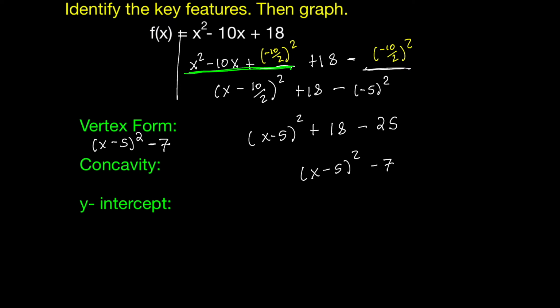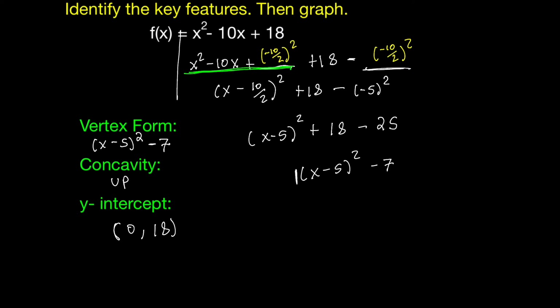Now, because my leading term here, my a value, or I should say my leading coefficient, is a positive 1, I'm going to get concavity up. If I had a negative number here, then it would have been down. For my y-intercept, I'm going to turn to the original equation because in standard form, the y-intercept is very easy to obtain. It's just the c value. That's going to be 18 as a coordinate. We're going to record it as (0, 18).